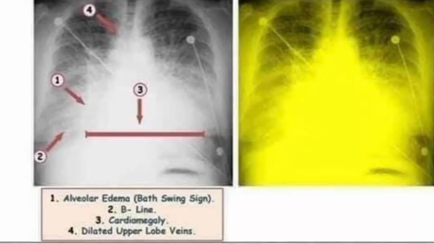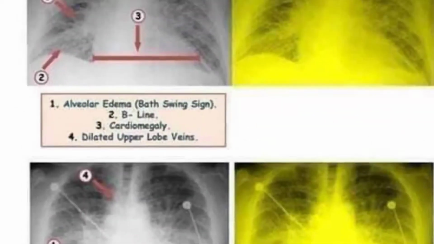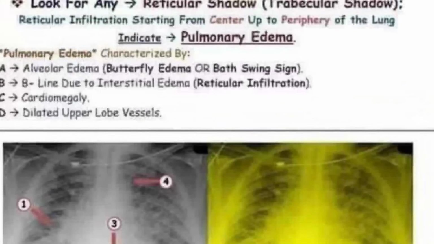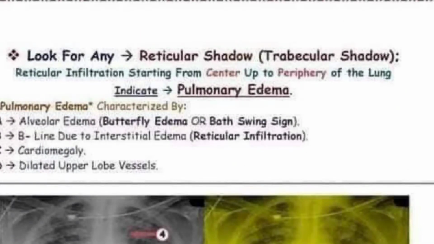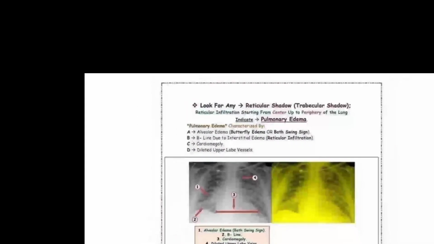Alveolar edema showing both wing signs, B lines, cardiomegaly, and dilated upper lobe veins. This is the typical X-ray for pulmonary edema.